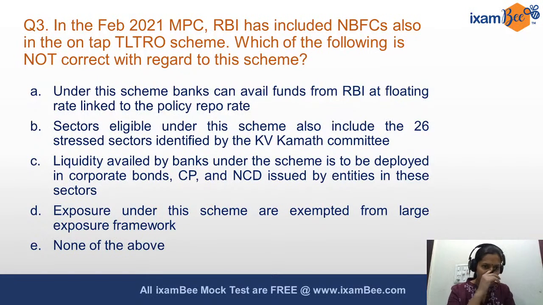Under this scheme, banks can avail funds from RBI at a floating rate which is linked to the policy repo rate. Or is it the sectors that are eligible under this scheme also include the 26 stress sectors identified by the KV Kamath committee? The liquidity which has been availed by the banks under this scheme has to be deployed in the corporate bonds or the commercial paper or the non-convertible debentures which are issued by the entities in these sectors, and the exposure under the scheme are exempted from the large exposure framework. So, or none of the above. Which of these is not correct?